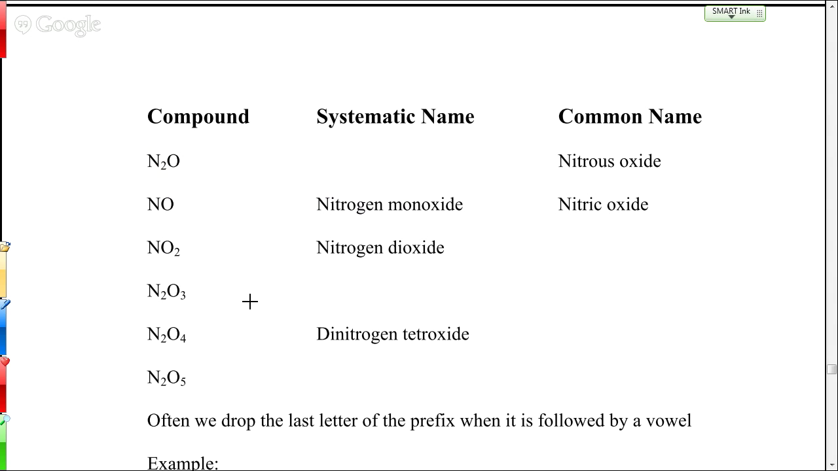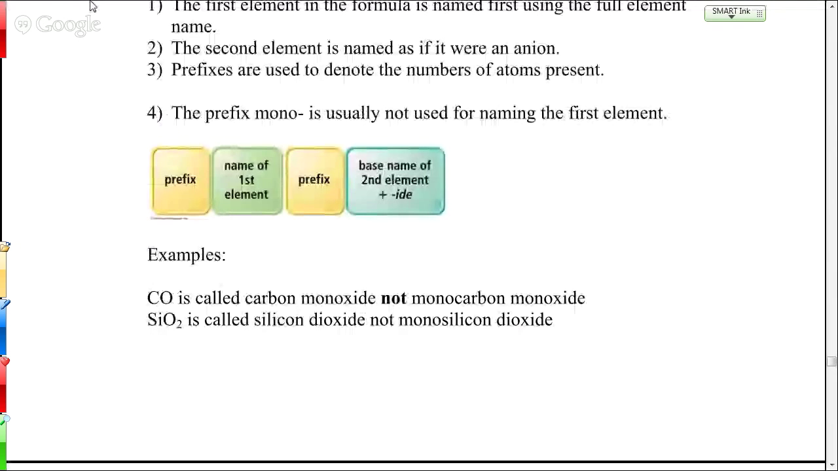Do I have a list of prefixes here? I don't, so let's write them down. We've got mono for 1, di for 2, tri for 3, tetra for 4, penta for 5, and hexa for 6. And we won't get much higher than that in the compounds that we see.